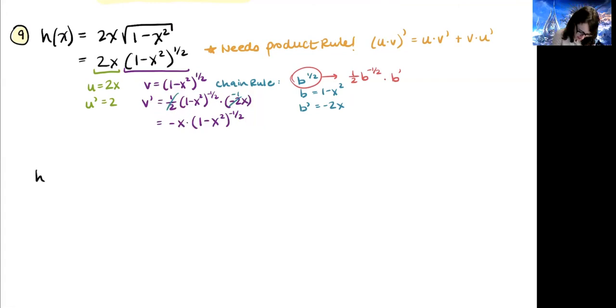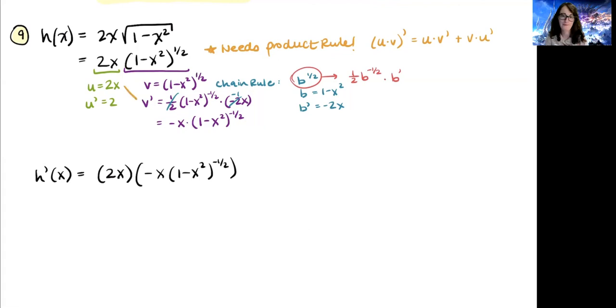All right, so h prime of x, the derivative of the entire function. Okay, it's first times the derivative of the second, so it's 2x times the derivative of the second. That's negative x, 1 minus x squared to the negative 1/2. And I think that's it, right? So it's u times v prime. Then we're going to add v times u prime. So we add v, the second, 1 minus x squared to the 1/2, times the derivative of the first. So it'll be multiplied by 2.